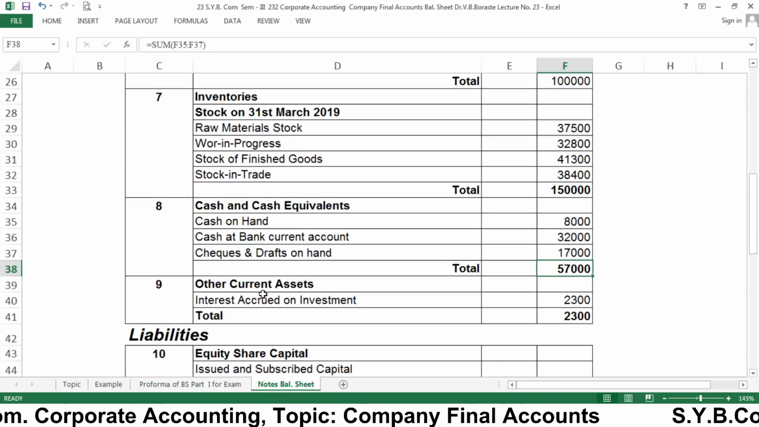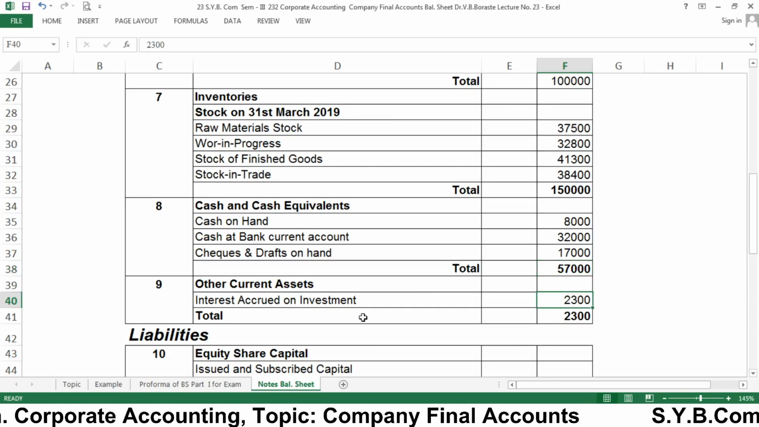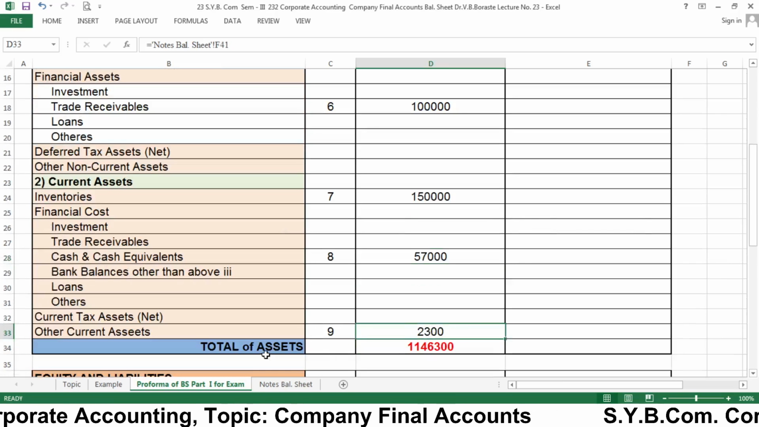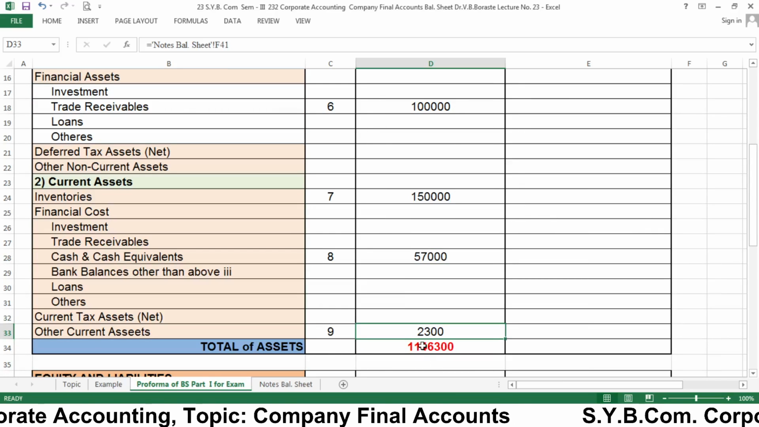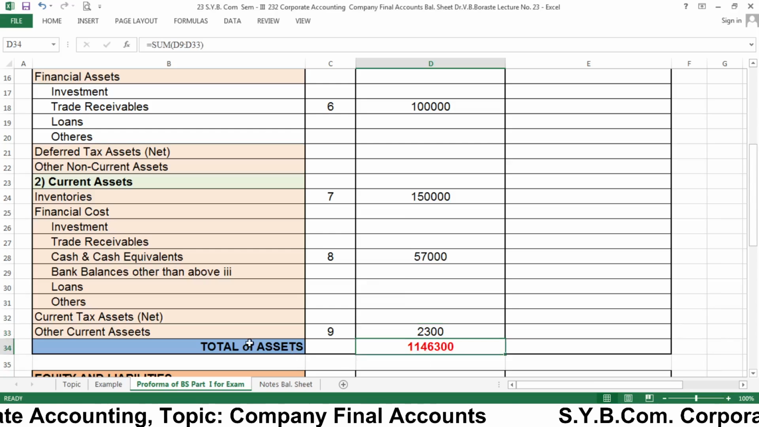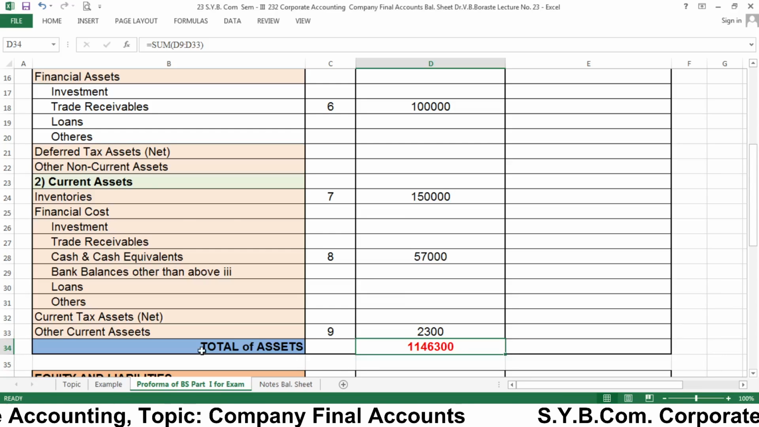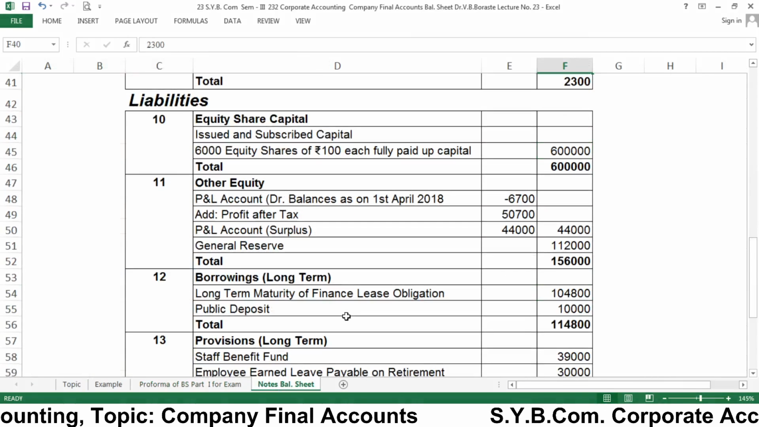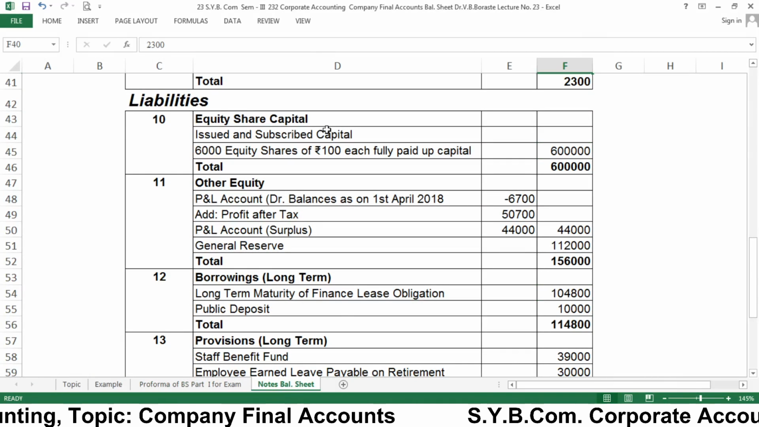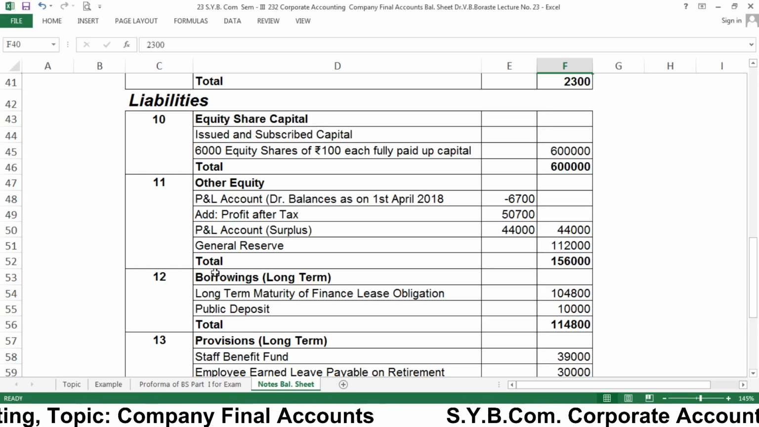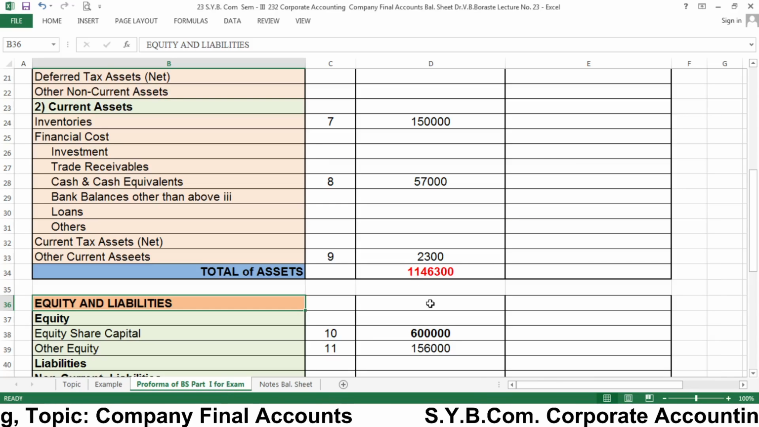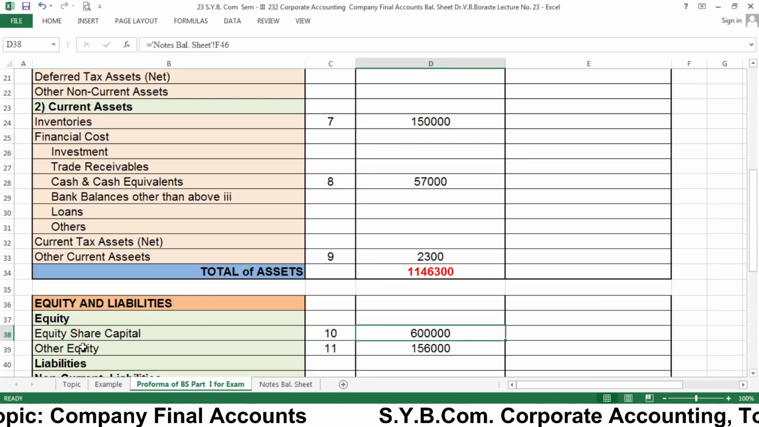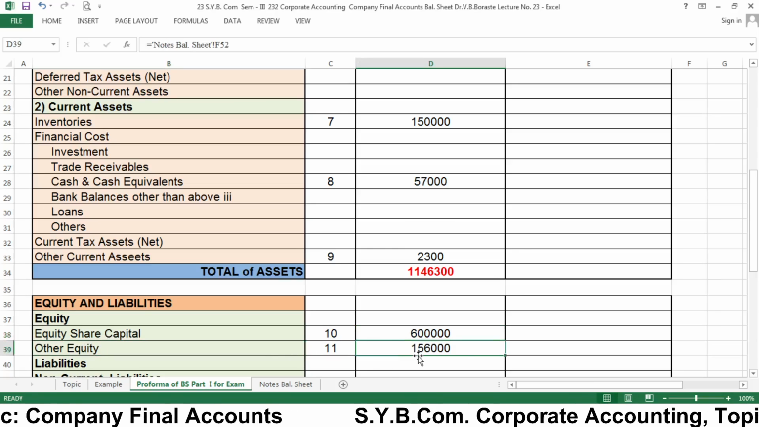After that, there is other current assets, that is 2,300, which we have posted over here. The total of assets is rupees 11,46,300, which has to be matched with the total liabilities. Then we have put the liability side. On the liability side, equity share capital is rupees 6 lakh and other equity is rupees 1,56,000, which you can see here.